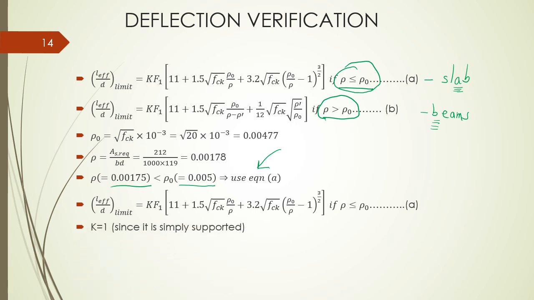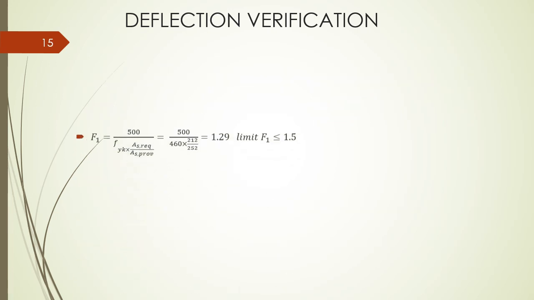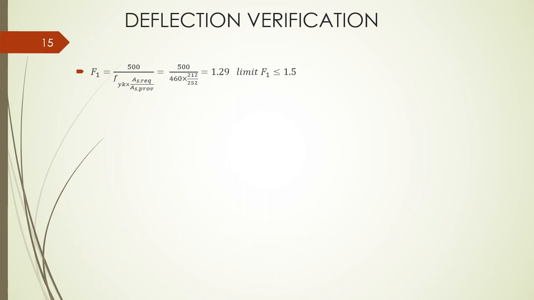Since we have equation A, we need to populate these values in equation A. So since the slab is simply supported, then K equals 1. And since it's singly reinforced, we don't need rho prime since there's no compression reinforcement. We'll then calculate F1. So F1 is given by this formula. We need S required, which was 212. However, we provided something larger than 212. We provided T8 at 200, which gave us 252 millimeters squared per meter. And so we find our value of F1 is 1.29.